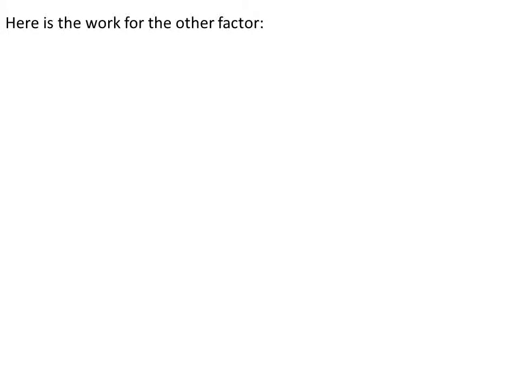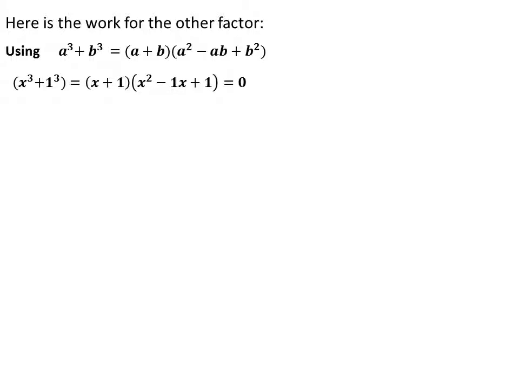Here's the work for the other factor. I'm using the formula for the sum of two cubes, substituting in the values to factor the other factor completely. I get the real value as we did before. It's a simple process, a simple algebraic step, and we get x equals minus 1.